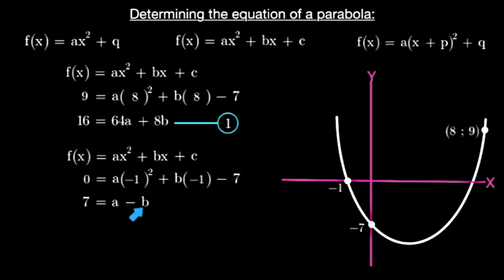Now this is another equation that contains the same two variables a and b, so we can call it our second equation, but I'm going to quickly change it for now. I'm going to write this equation in terms of a. I take this -b to the other side, and then we have 7 + b = a, and I'm going to call this equation number 2. The reason I did this was so that I can substitute the 7 + b in a's place in the first equation, because we're going to use the substitution method to solve for a and b.